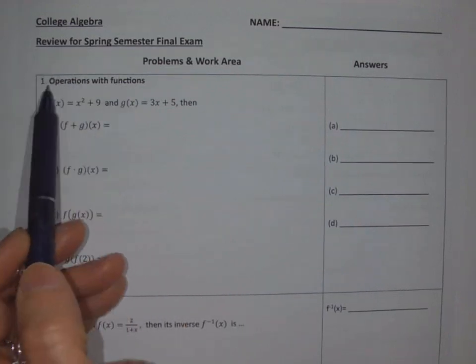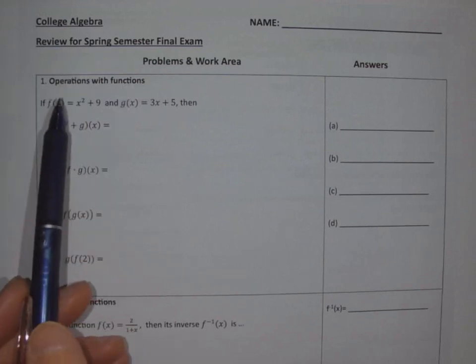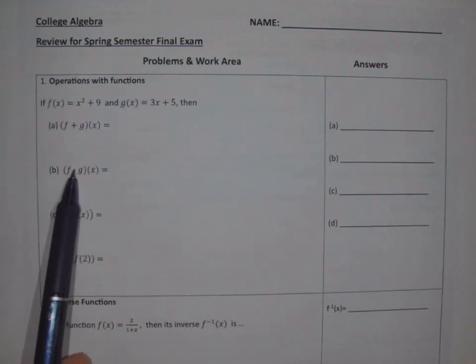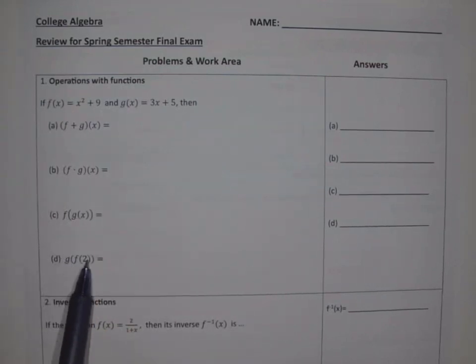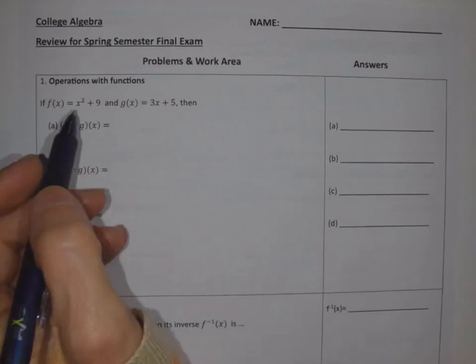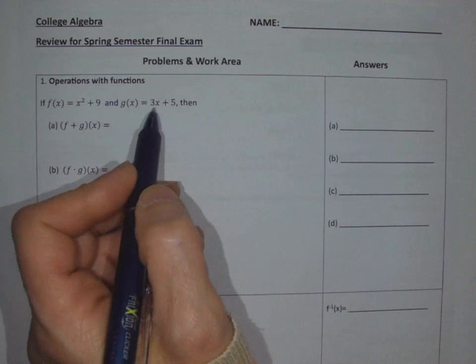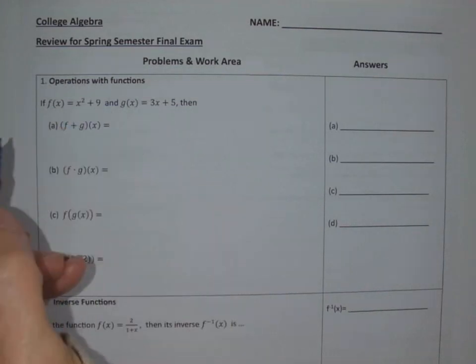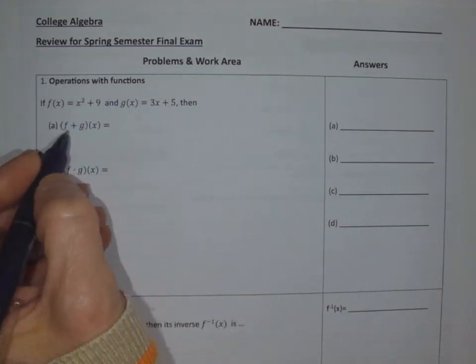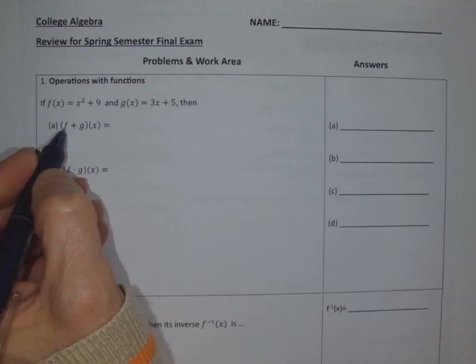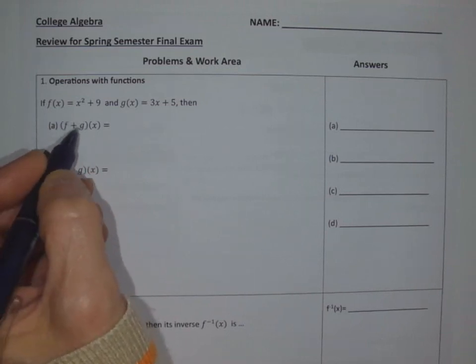The first topic is operations with functions, so that's when we're adding functions, multiplying them, composing functions, right? So we're given f of x is equal to x squared plus 9 and g of x is equal to 3x plus 5. And our first job is to add those two functions. It says f plus g, so you're just going to add them.